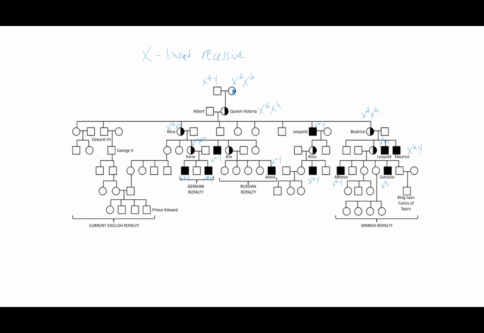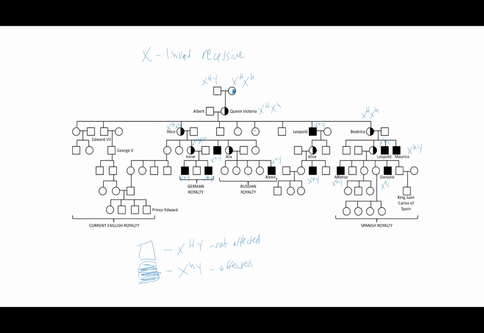What do we know about every single other male in the bottom part of this? If they're not affected, what do they have for a genotype? They have to have that big H gene because they're not affected, and they have to be XY. So we're not going to fill in every single square, but just know that all the squares that are not filled in at all have to be X big H Y because they're not affected by hemophilia. And all the ones that are filled in have to be X little h Y.